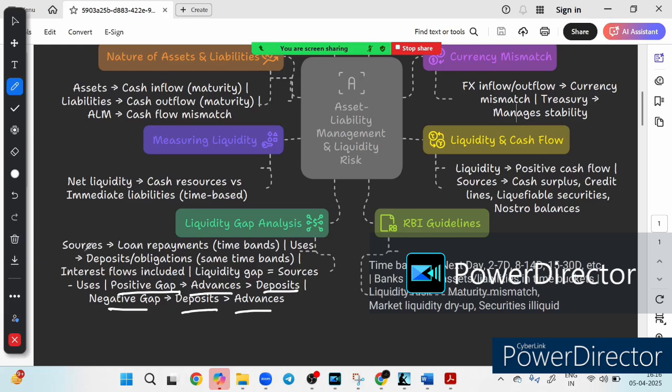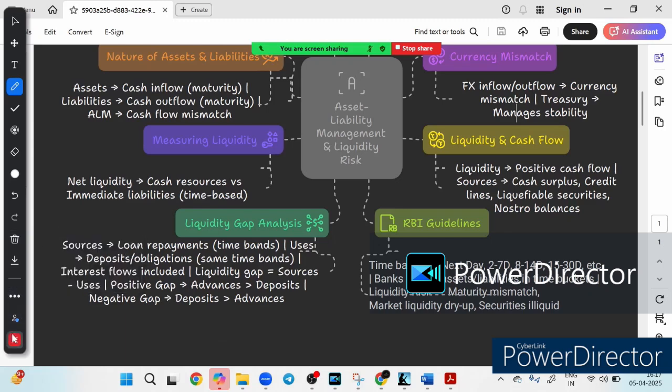Now friends, we have already discussed the source of fund, like loan repayment, and we have already covered the usage of fund, like deposits, obligations, right? Now the source of fund and uses of fund, you find the difference between them. Source minus uses will give you the liquidity gap, and the gap can either be positive or negative. If the gap is positive, it means advance is greater than deposit. If the gap is negative, it means deposit is greater than advance. You subtract the uses from the source and you will get the liquidity gap. This is how we calculate the liquidity gap.